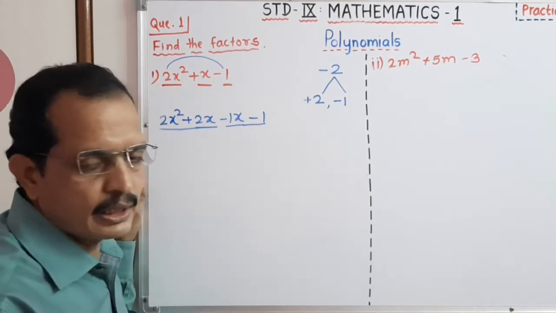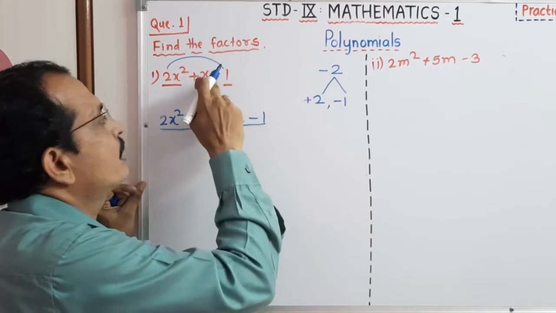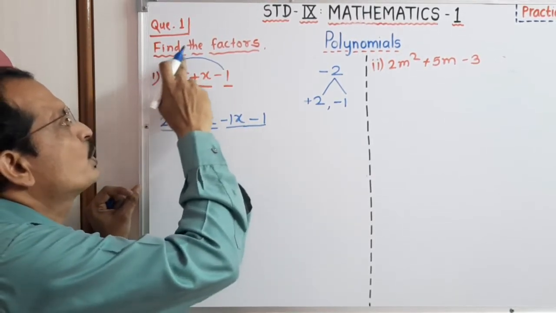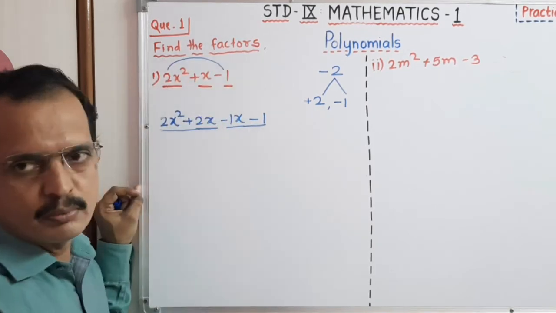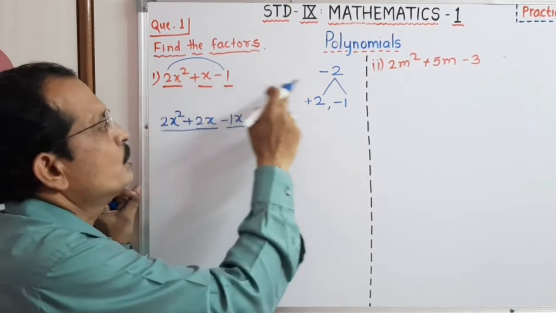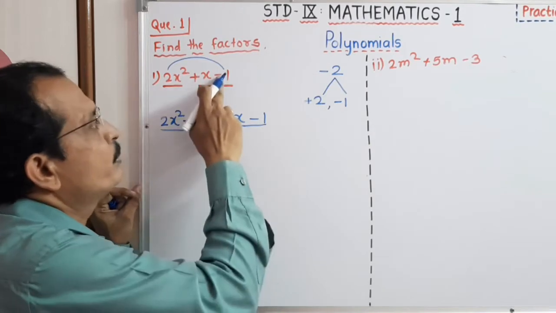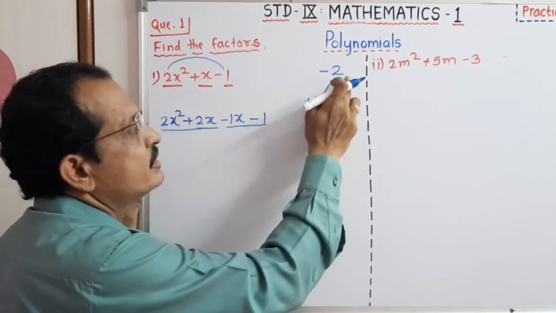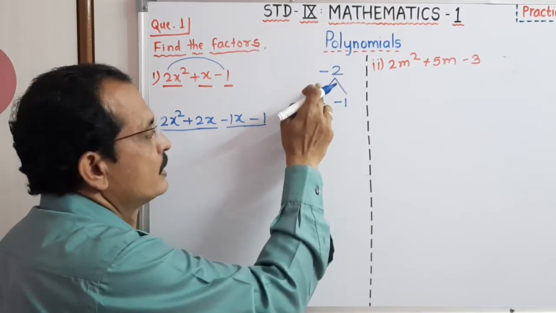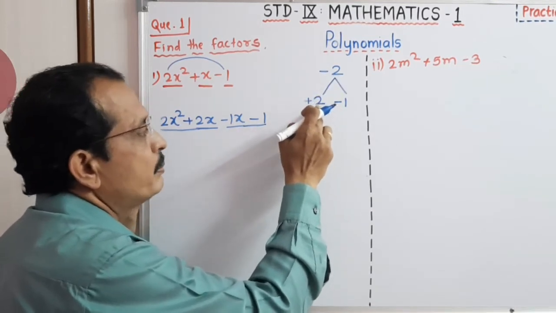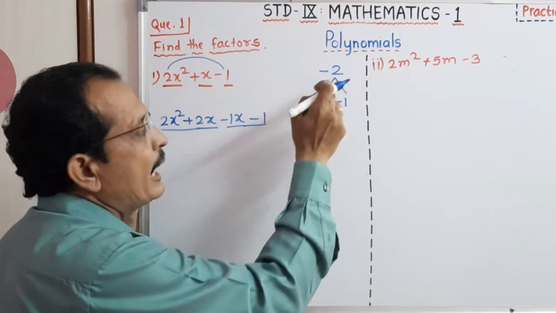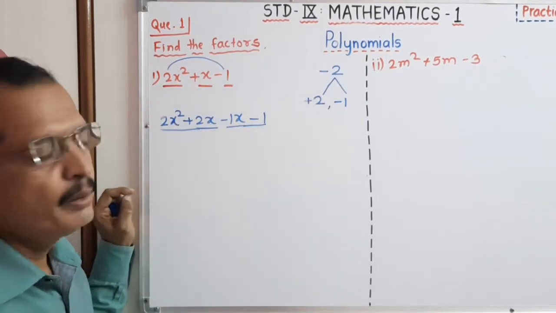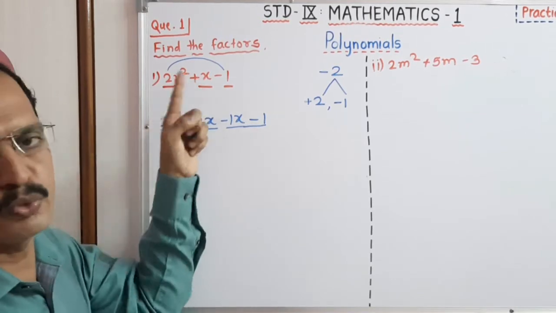Dear students, see, I will explain again. Here we have to multiply the coefficient of the first term with the constant term. Here 2 ones are 2, therefore it is minus 2 because the constant term has the minus sign. Then we have to factorize this, whose multiplication should be minus 2 and subtraction should be 1. Subtraction should be 1. Why? Because the middle term has the coefficient 1.